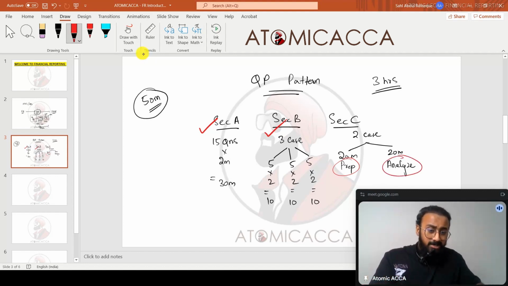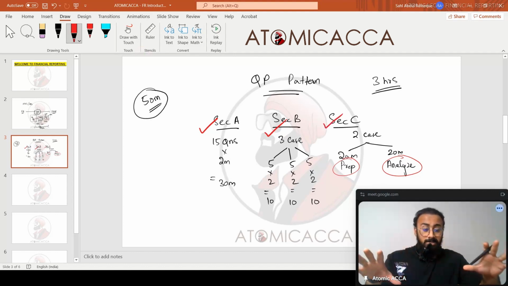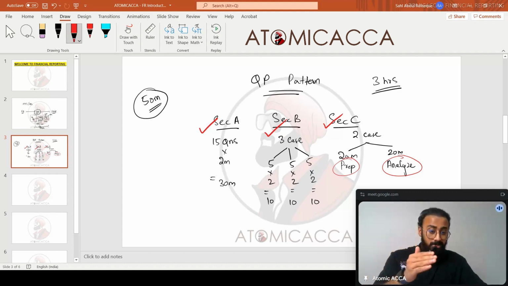That is the analysis part. We learn how to analyze an individual financial statement. We learn how to analyze a consolidated financial statement. So with this, we will be done with all the practice and the learning for all the different sections and the syllabus areas as well.